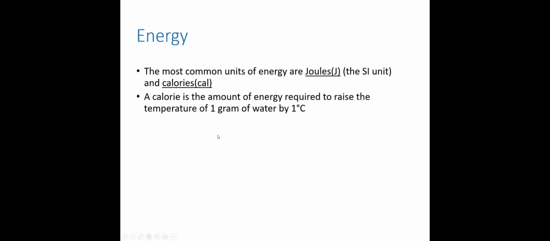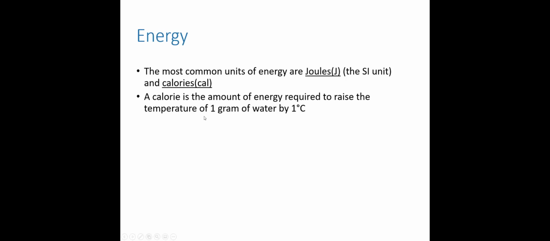We're going to look at a couple different units of energy. Joules are by far the more common in scientific calculations, but calories, as I'm sure you've heard of course, are still very commonly used in this country. And the technical definition of a calorie is the amount of energy that you would need to raise the temperature of 1 gram of water by 1 degree Celsius.